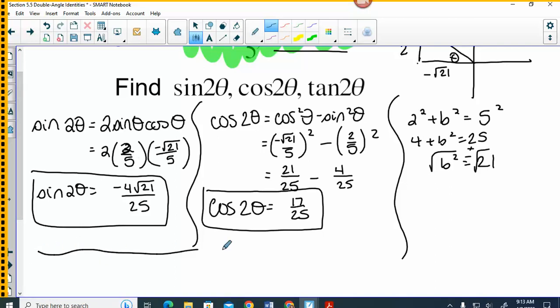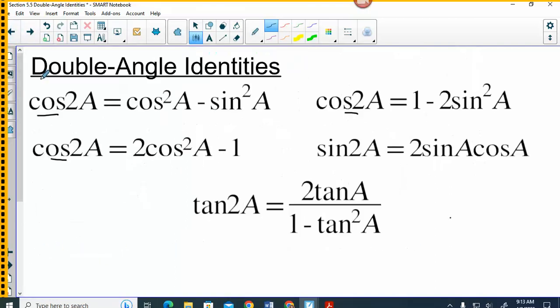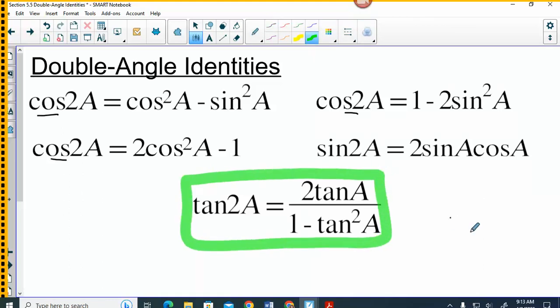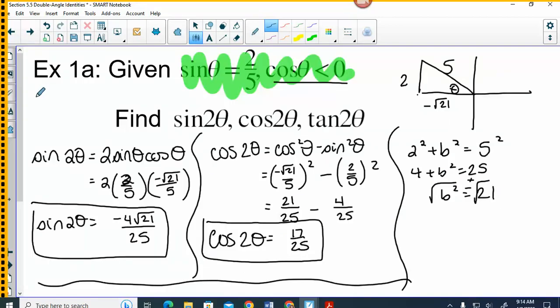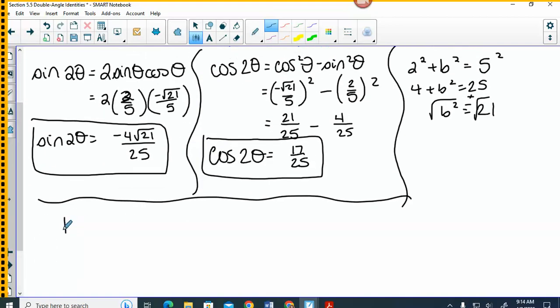All right, tangent 2 theta. We have options. We can use this formula right here. We'll get the tangent A from our triangle and work with it. You can also remember that tangent is just sine over cosine. So tangent 2a is just sine 2a over cosine 2a. Either one will work. If you've already found sine and cosine, it's probably easiest just to divide those.